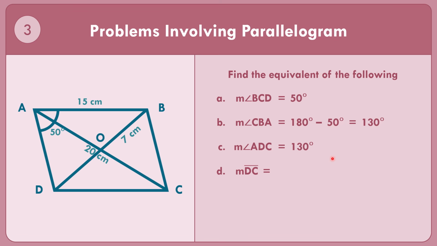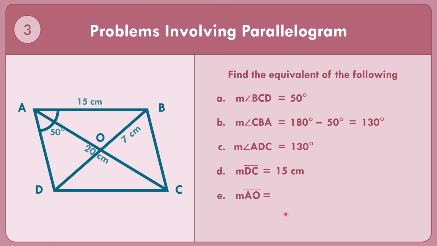How about letter D? The measurement of the line segment DC. So this is line segment DC. So it means line segment AB is congruent to line segment DC. If the measurement of the line segment AB is 15 centimeters, it means line segment DC is also equal to 15 centimeters.